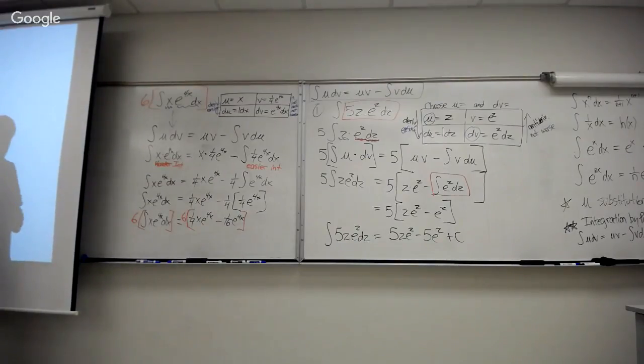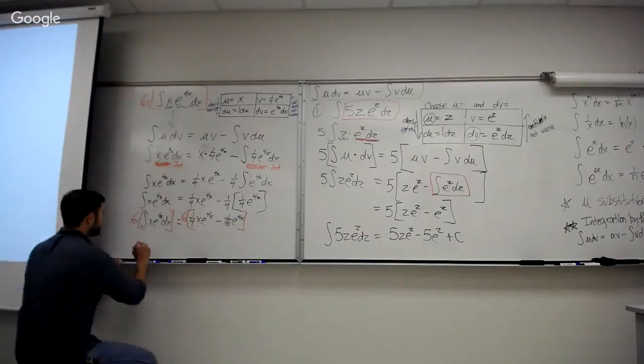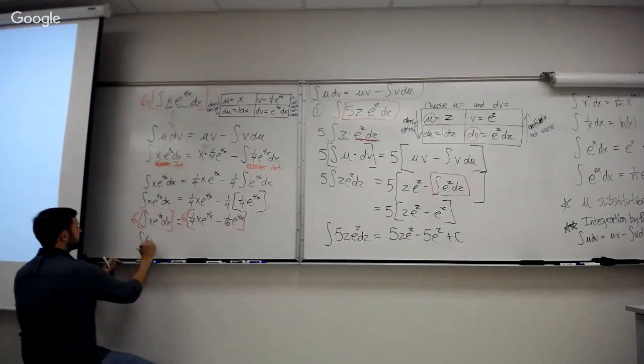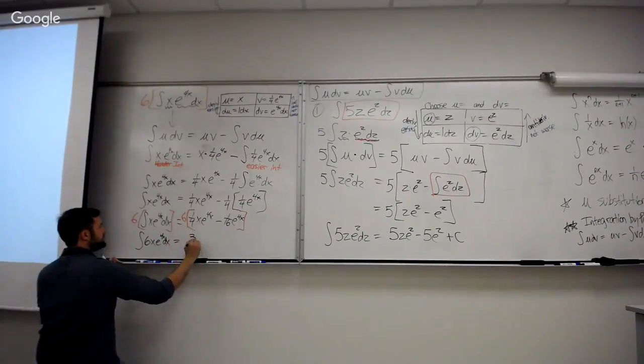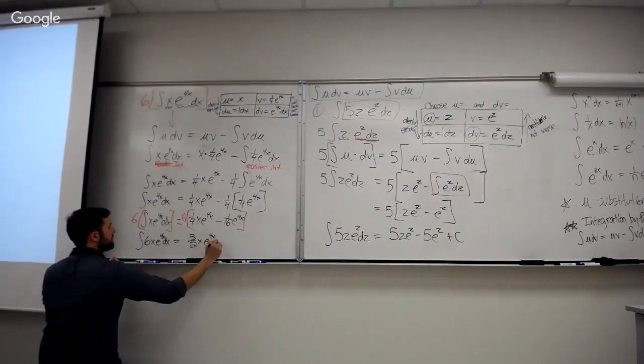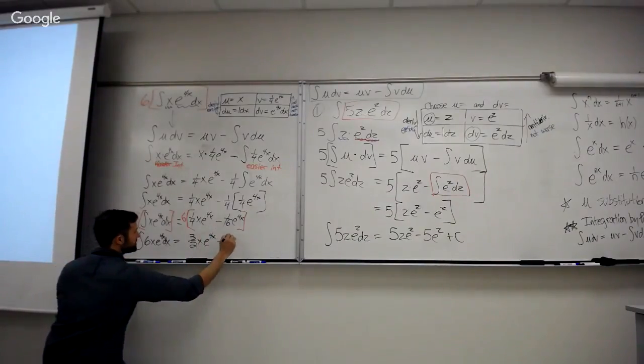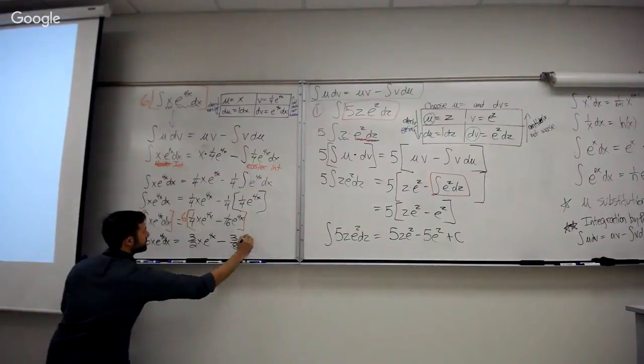I brought that coefficient back at the end. So what's our answer? The integral of 6x e to the 4x dx, which is the original problem, is 6/4, which is really 3/2 x e to the 4x, minus 6/16, which is 3/8 e to the 4x.